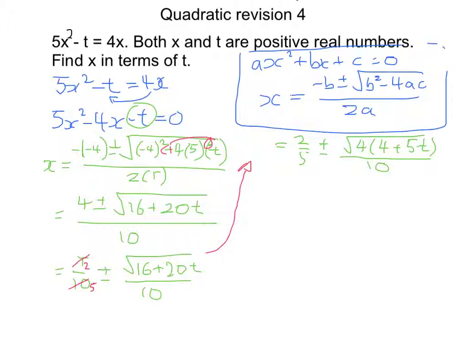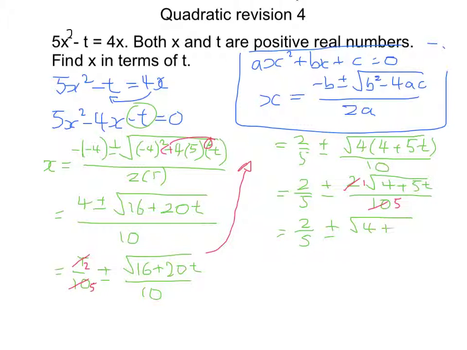Now I can take the square root of 4 and bring it out the front of the square root sign, so 2/5 plus or minus 2 root 4 plus 5t over 10, and again I can cancel down, so the 2 will become a 1 and that 10 will become a 5. So this will equal 2/5 plus or minus the square root of 4 plus 5t over 5.